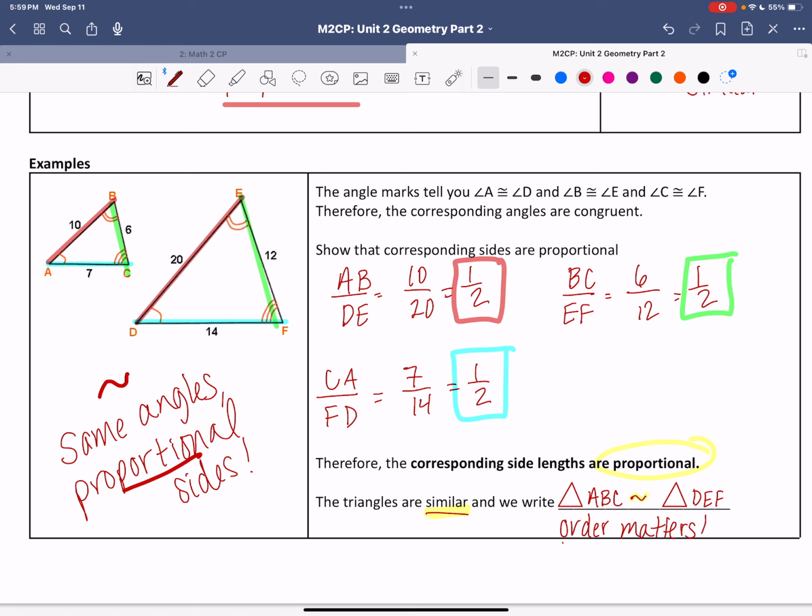So you know which sides correspond. All right, so here you would put triangle ABC is similar to triangle DEF. And we know that because sides are proportional, angles are congruent.